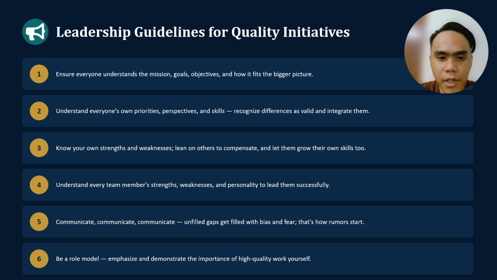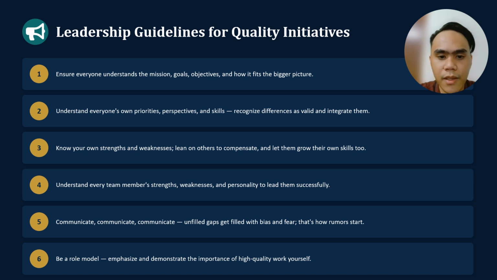Four is understand all your team members' strengths, weaknesses, and personalities well enough to actively lead them successfully. So this connects directly back to the Maslow hierarchy of needs and the personality diversity point from the team selection. You cannot lead people effectively if you don't understand what's driving them.